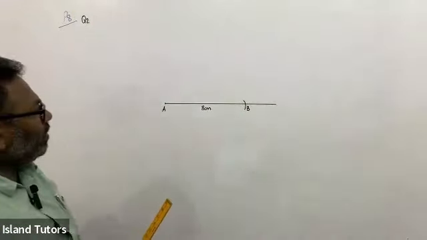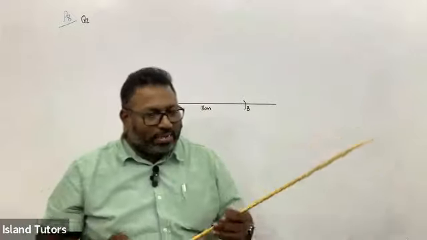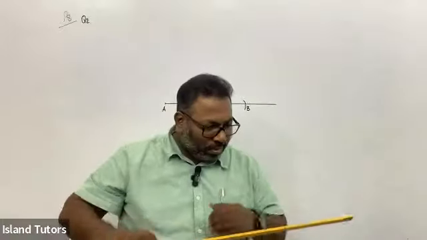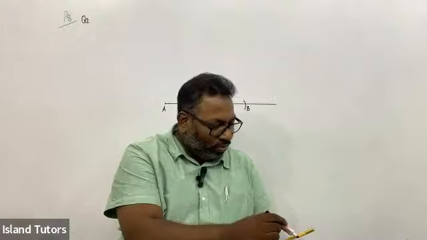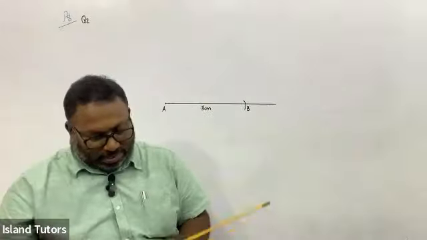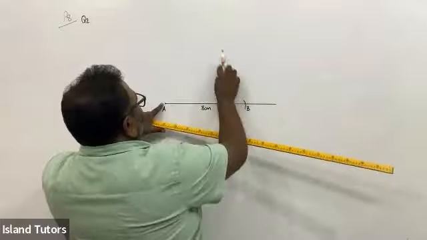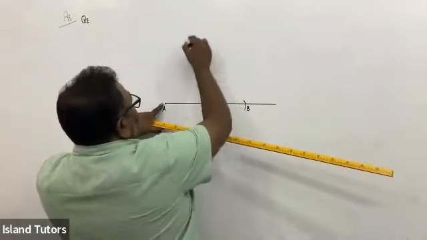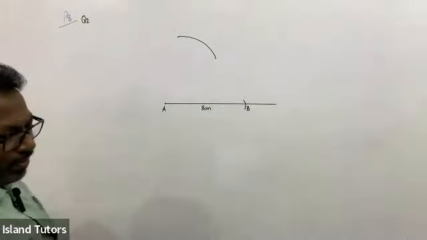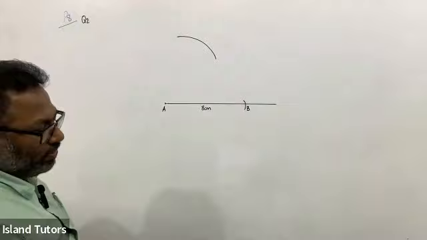Okay. Then you need to mark AC as 7.5 centimeters. So again, measure 7.5 centimeters, right? Using your ruler. So 1, 2, 3, 4, 5, 6, 7, 7.5. Right? Using your ruler, measure 7.5 and draw an arc like this. Okay? Because we want AC to be 7.5 centimeters.